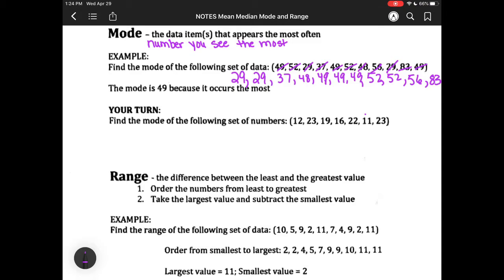So when you put them in order from least to greatest, it's much easier to see your mode because they're all together. And you can see right here that you have 3 49s and you don't have to chase them around looking for them. That's why it's easier to put them in order from least to greatest.